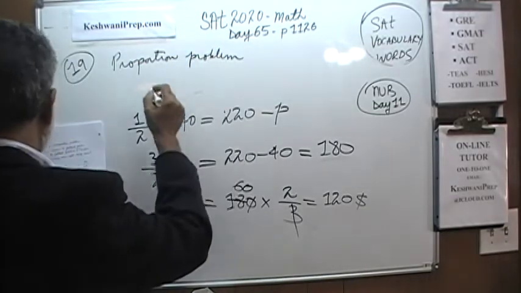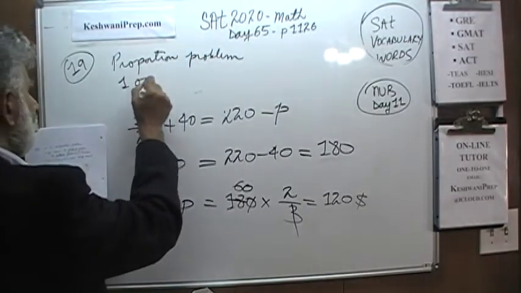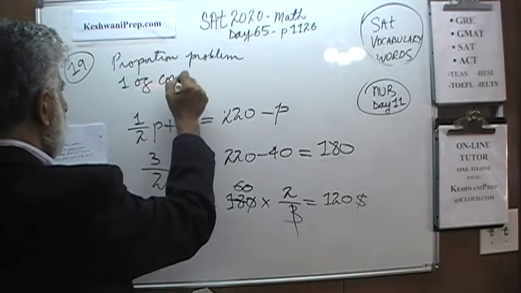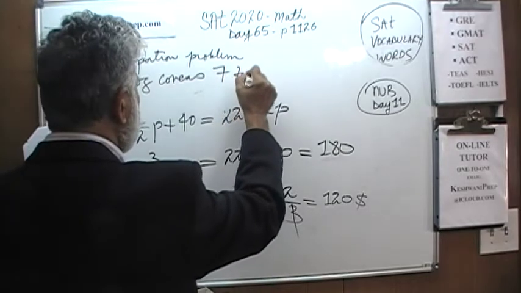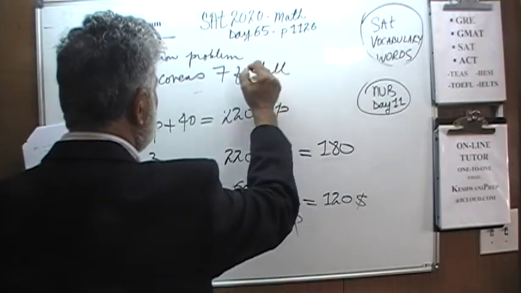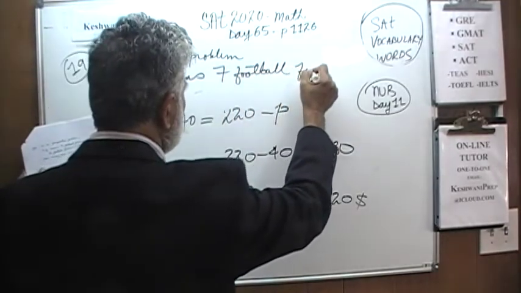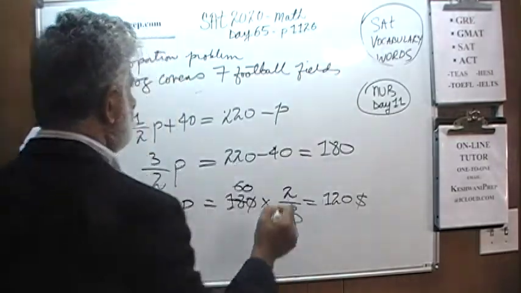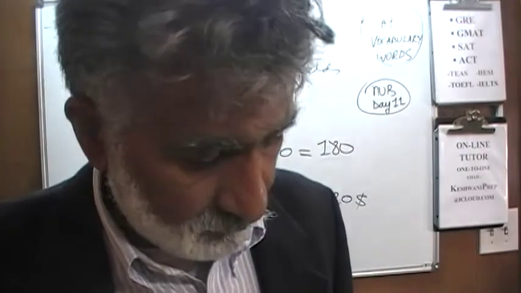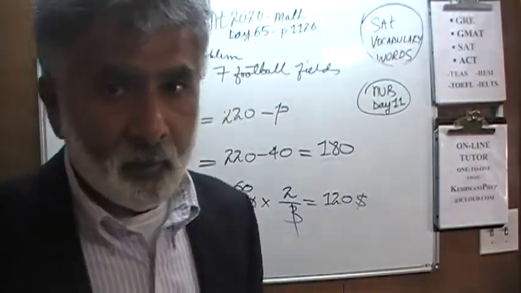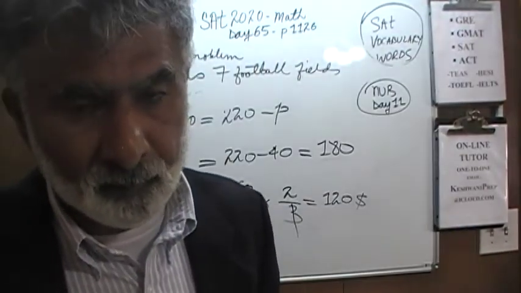It is the proportion problem. We are told that 1 ounce covers 7 football fields. And if you have no idea what I'm babbling about, which is why you have to have the book in front of you, you have to read the entire thing yourself. What I gave you here is just the nub of the problem, the gist of the problem.